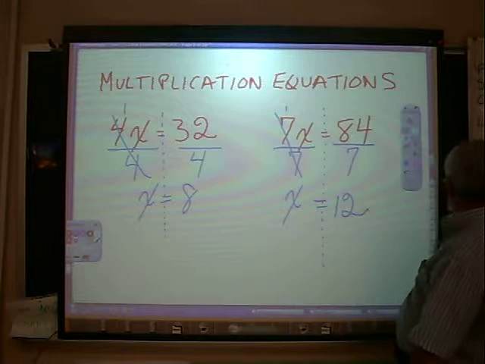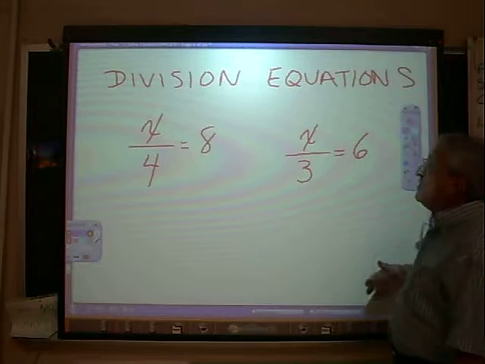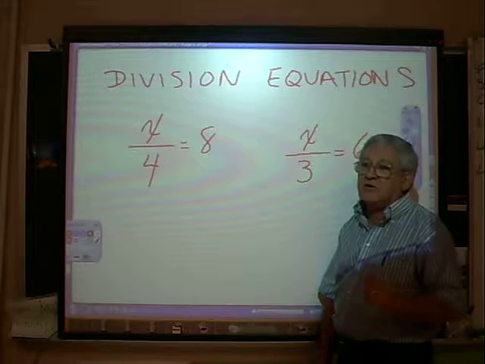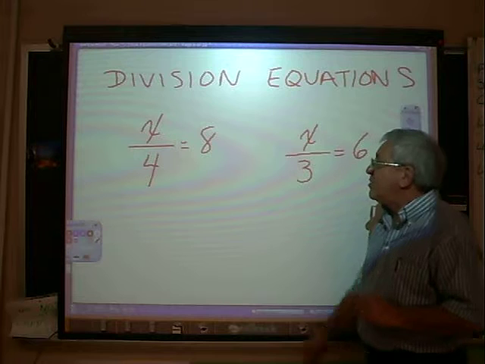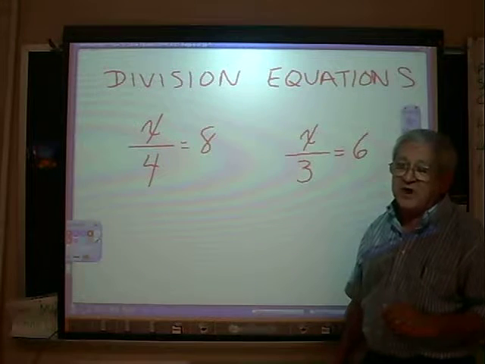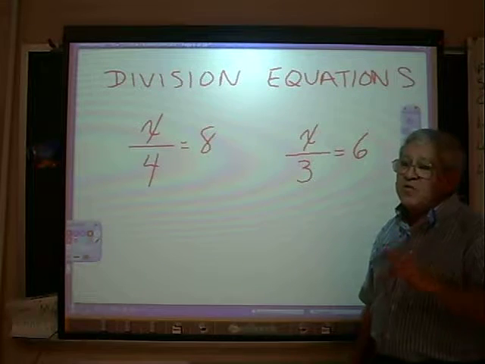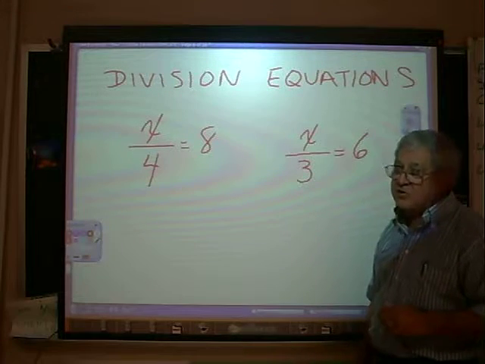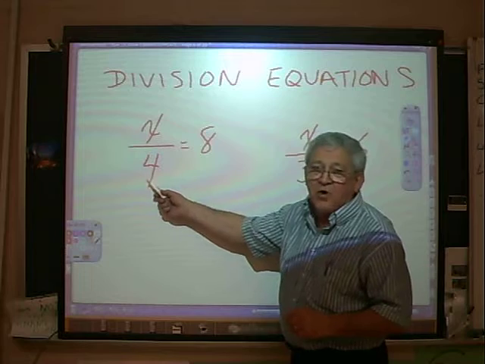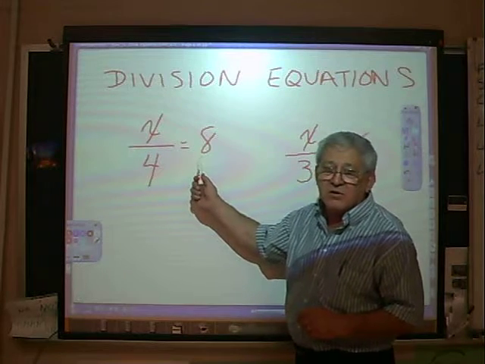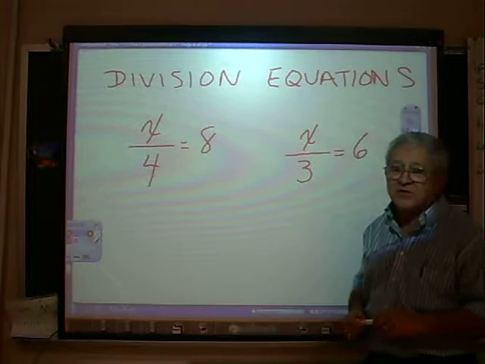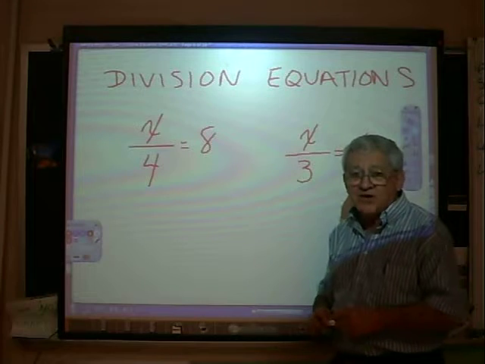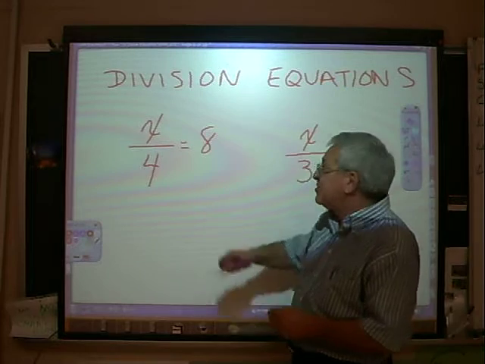Next we have division equations. Now, division equations look a little deceptive sometimes. If you just look quickly at x divided by 4 is 8, many people would put down that x is equal to 2, but x is not equal to 2, because 2 over 4 is 1/2, not 8. That's not how you solve a division equation. You solve a division equation by doing its opposite operation, which is multiplication.